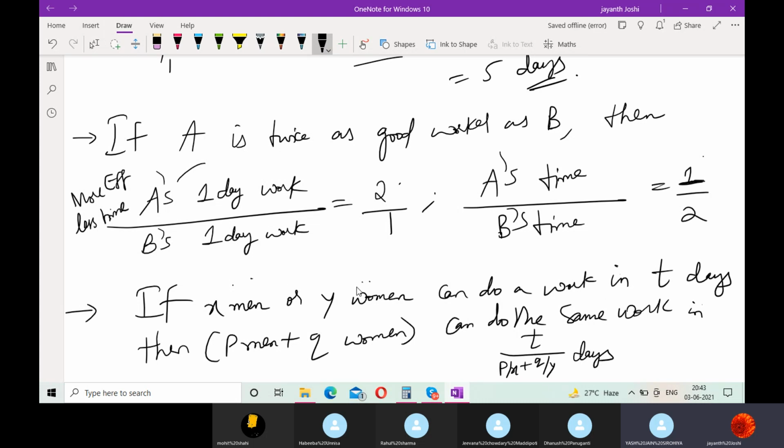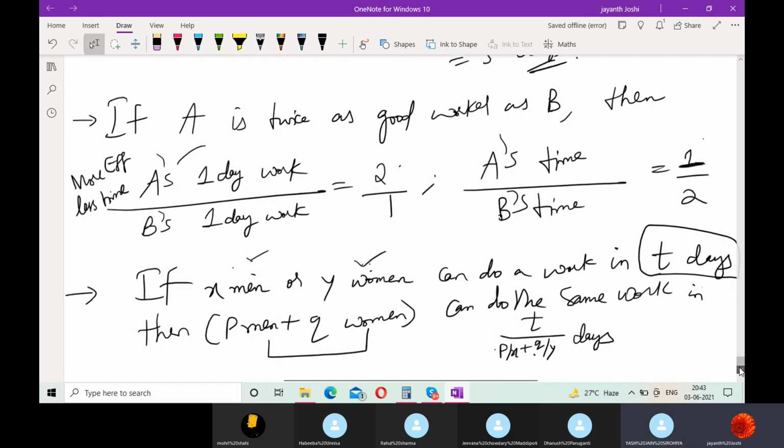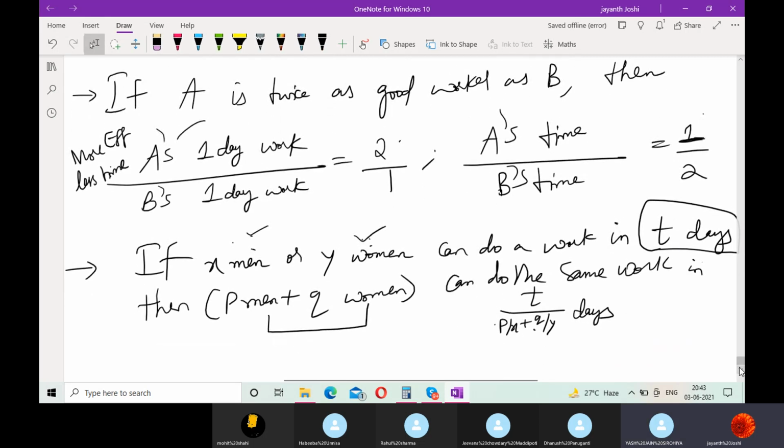So X men or Y women can do a job in T days. Either these people or these people can do the job in these days. If you take the combination of P men plus Q women, they can do the job in how many days? T days divided by P by X plus Q by Y days. That is the ratio of their work done. So these are the formulas you need to apply. Don't go into the mechanics and the theorem behind all this, not required.